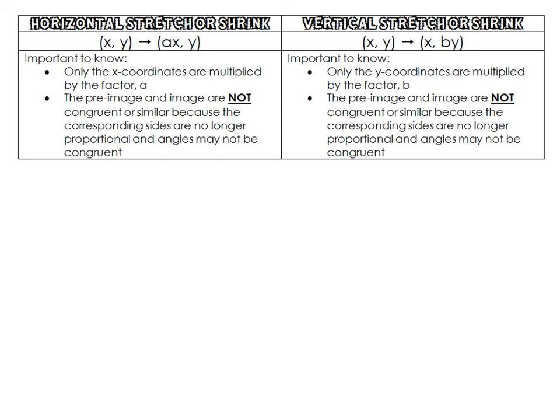Okay, for a vertical stretch or shrink, you're only going to multiply the y coordinate by that scale factor. So what that's going to do is it's not going to change the x coordinate. So it's only going to change the y coordinate. So the shape will either get taller or shorter. Again, same thing as for horizontal stretches and shrinks. They are not congruent and they are not similar.